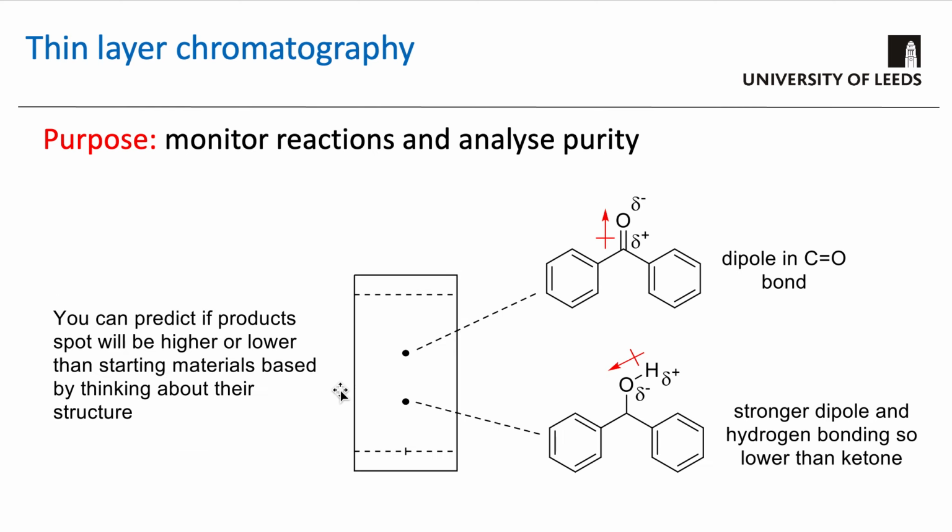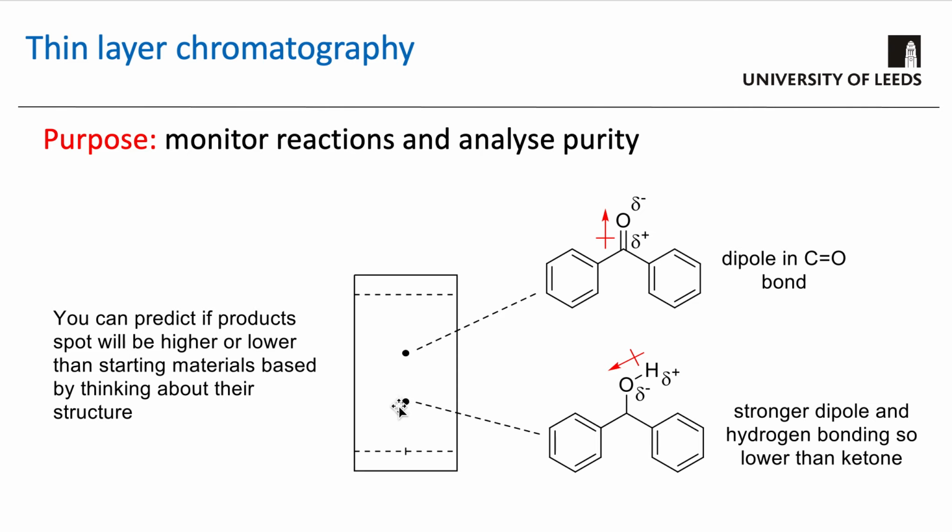And I've got an example of that here. Okay, we've got two organic compounds. One's got an OH group, one's got a ketone. Both are a little bit polar, with the C=O bond having a dipole, and the OH having a dipole as well. However, the OH bond is a stronger dipole and it can do hydrogen bonding.